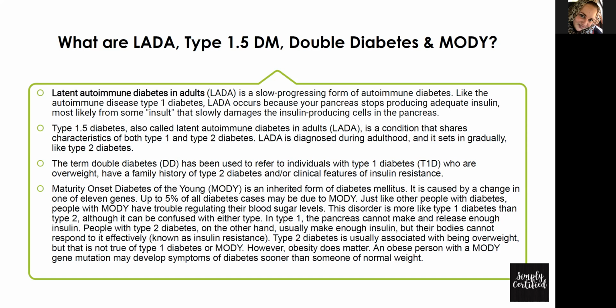With LADA, usually it comes on when you're older because damage happens a lot slower, and it may or may not have a different cause than type 1 diabetes. It could be the same thing. They might find out later in research, but for right now, it's two different things, and it comes on slower. All right, so type 1.5 diabetes, it's also called LADA. So that's what people are talking about when they're talking about type 1.5.